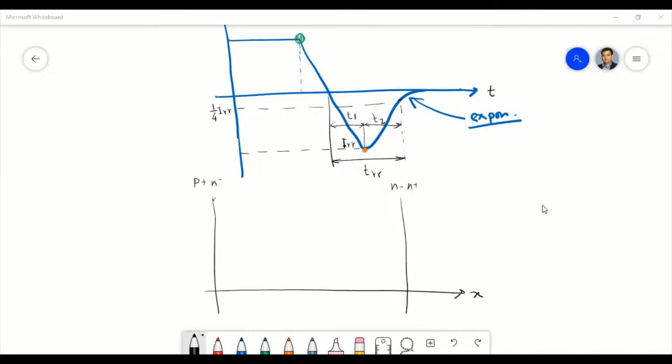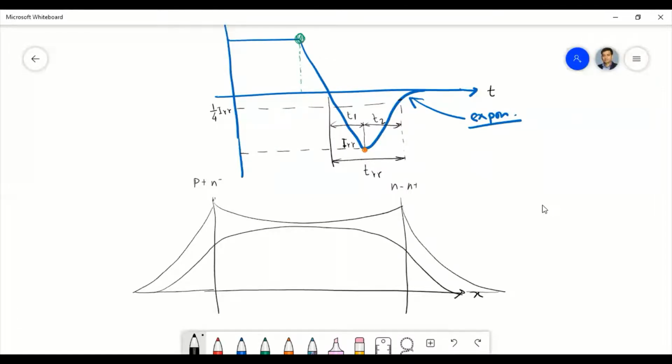When the device is carrying the current, the distribution is like this. All the distributions are exponential. This is the minority carrier distribution. Then once we switch off, the distribution changes like this with respect to time, then like this, and like this, and like this. So this is how the distribution changes with respect to time.